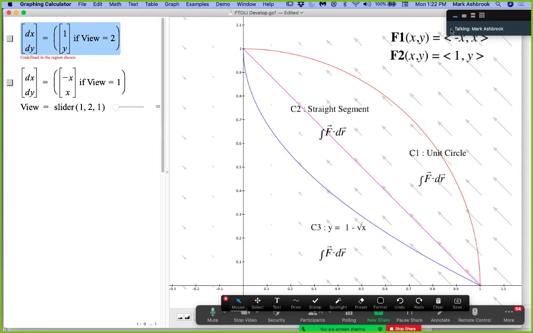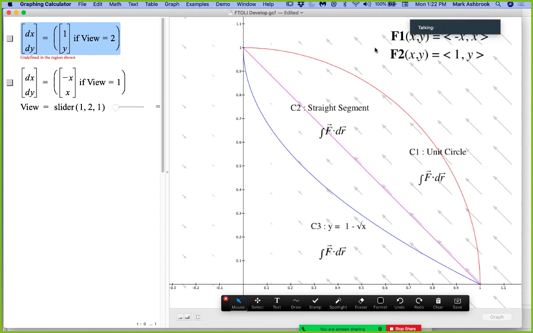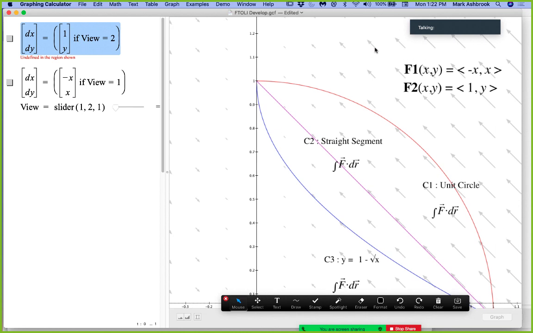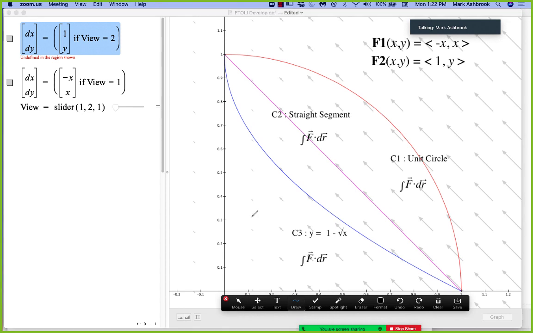So now, negative x, x. I want to find out really fast if this is a gradient field or not. What can I do? I want to know partial derivatives. So we're asking, is negative x a partial with respect to x, and is positive x a partial with respect to y, for some function f? How can we check it?